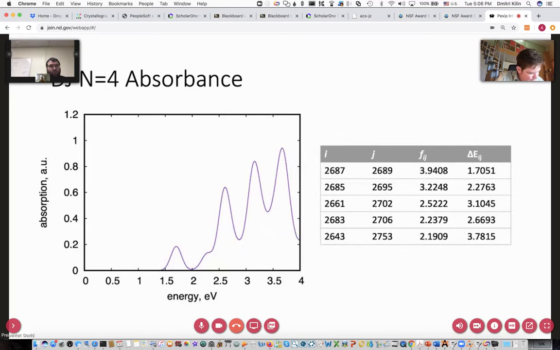And we see the same general features for the n equals 4. 2688 would be the HOMO here. So we're looking at a HOMO minus 1 to LUMO transition. So here the strongest and the lowest coincide. Yes. Okay.